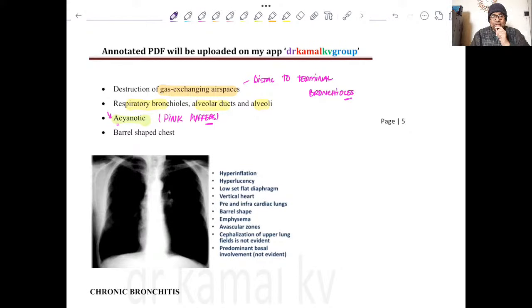It is very important to mention acyanotic here, because usually this is distinguished from another COPD, that is chronic bronchitis, right? And what else you see? Well, you see barrel shaped chest.